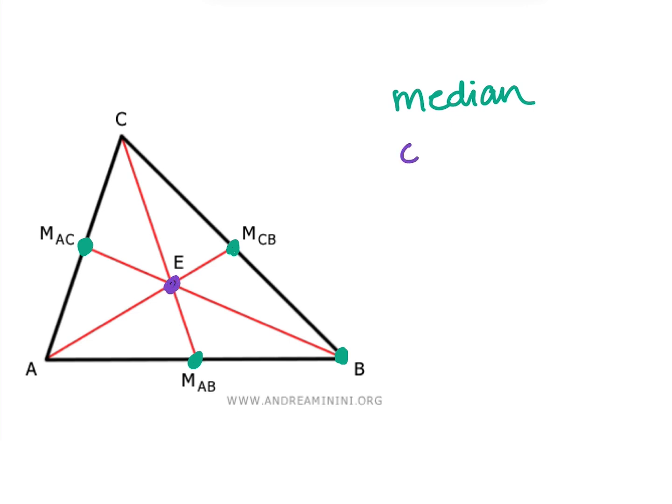Point E is called the centroid. So the centroid is one of the points of concurrency of a triangle. A centroid specifically is the point where the 3 medians of a triangle intersect. And this centroid is interesting because at this point, it splits these medians into a specific ratio. In fact, it splits them into a 1:2 ratio.